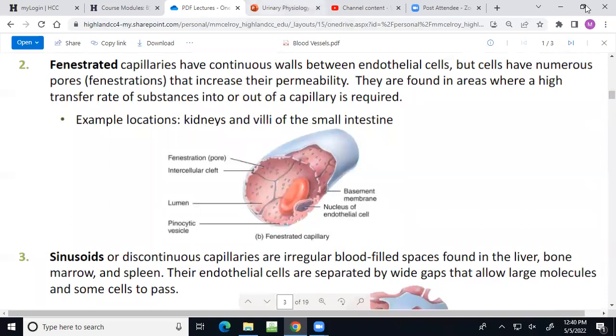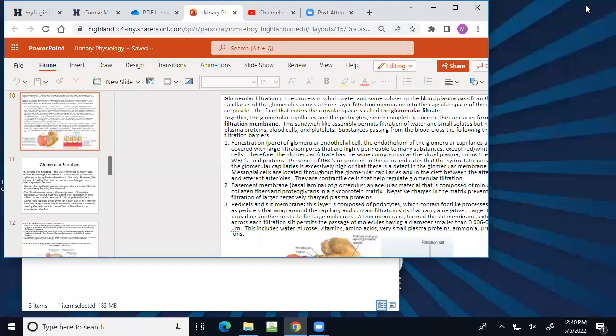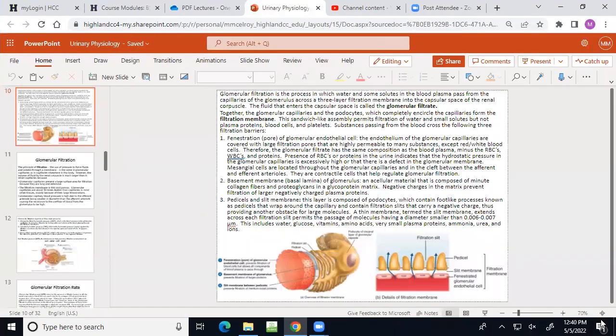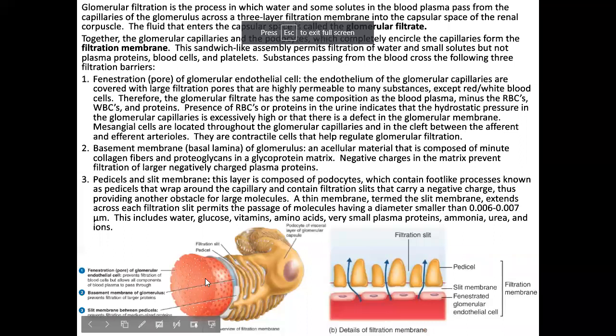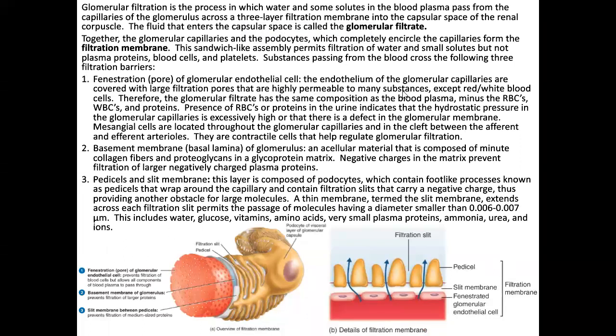That's the type of capillary that a glomerulus is. Those glomerular capillaries, and we can see them down here at the bottom, are very holey. Not holy as in godlike, but a lot of holes in them. And therefore they're highly permeable to many substances. So a lot of substances pass through them, except red and white blood cells, along with other stuff.